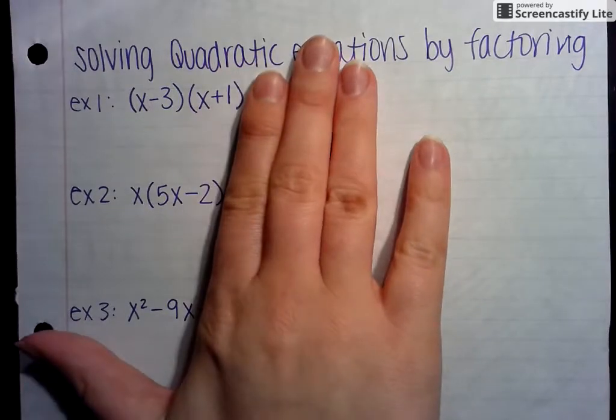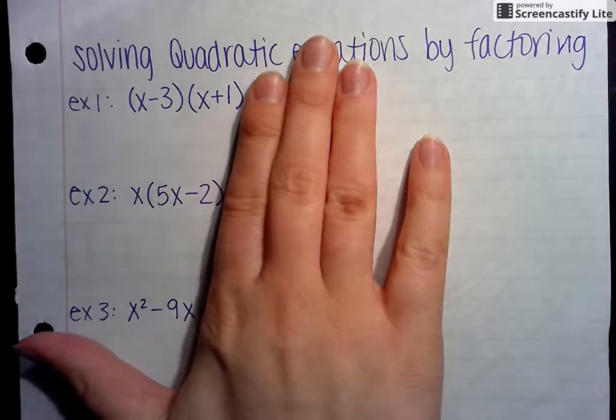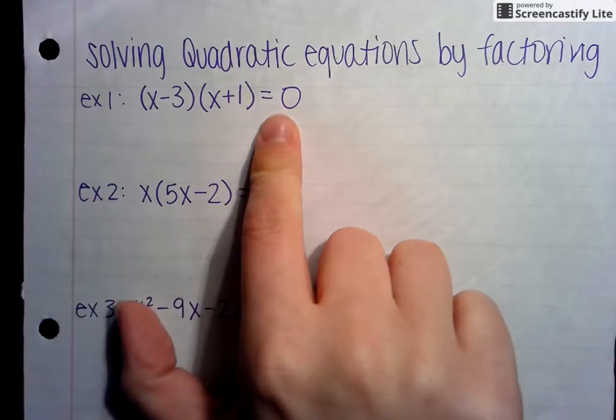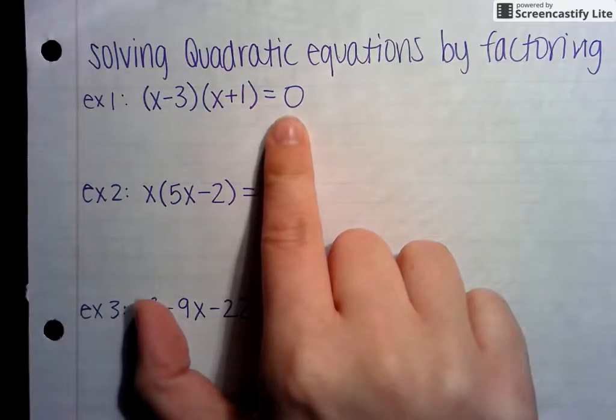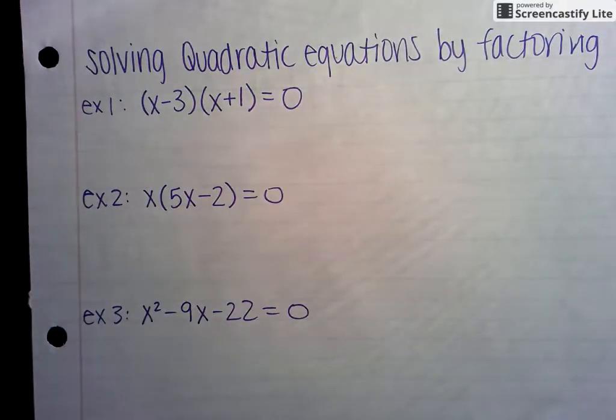Before, we would have our answers like this, without the zeros. But now we have to get everything set equal to 0. So you cannot solve these equations unless they're set equal to 0. And what you're trying to find is solutions to how many times your graph goes through the x-axis.